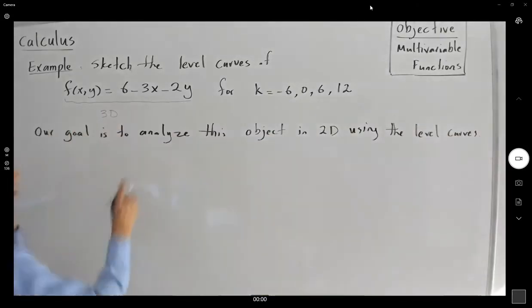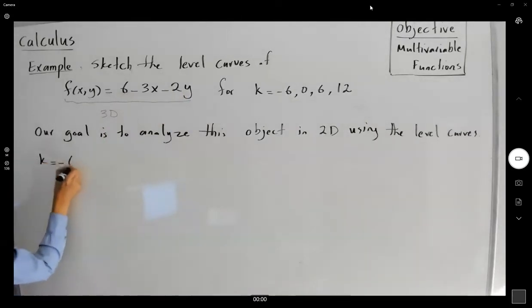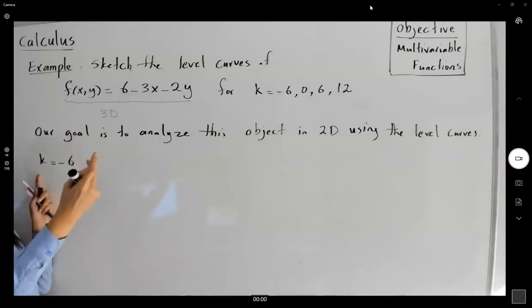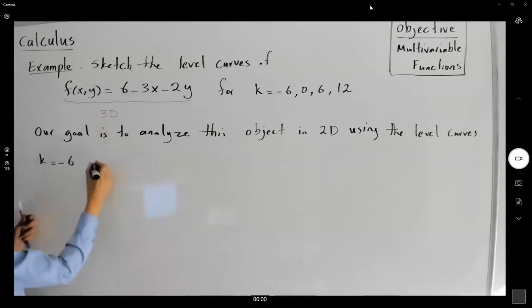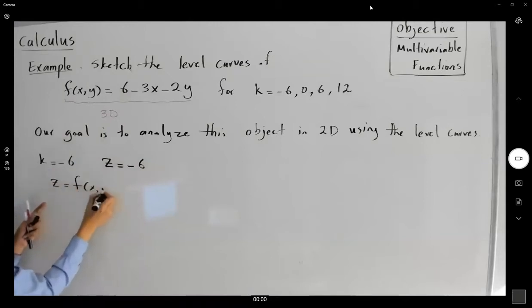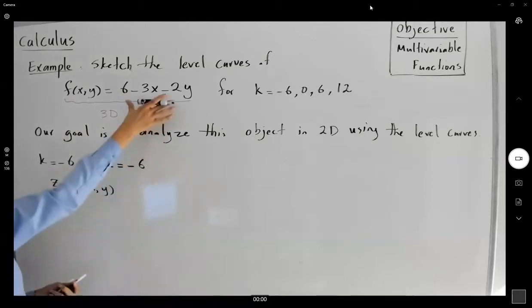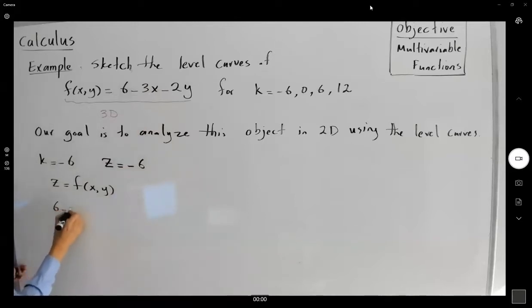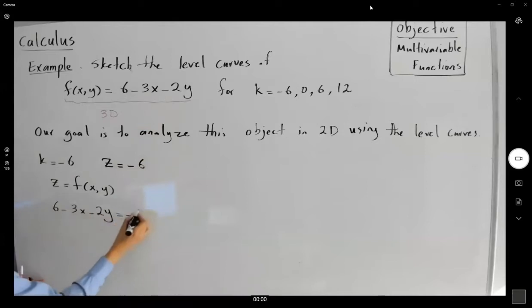Okay, the very first k is minus 6. Remember that we said z equals k. Our z is equal to negative 6, and z also is equal to f of x and y. What's the meaning of that? It means that we have to take this linear combination and set it equal to negative 6 and solve it. So 6 minus 3x minus 2y is equal to negative 6. What's the meaning of that? It means that I have 3x plus 2y equals 12. In 2D, that is a line.